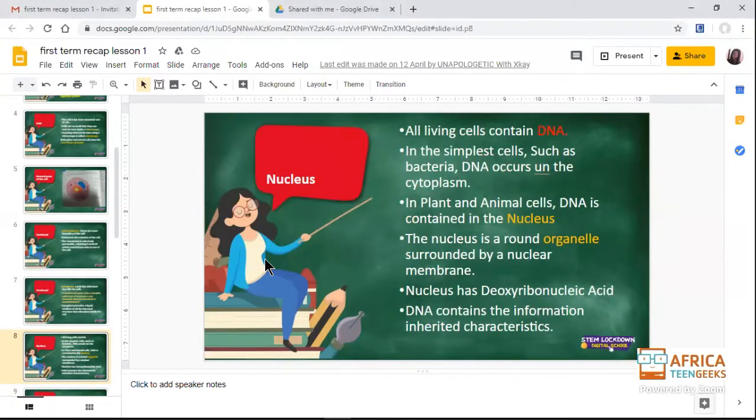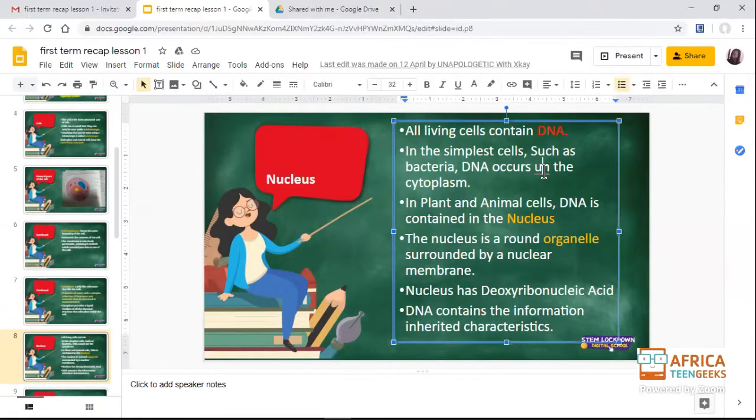And you know that all living cells contain DNA? Ticks gave us that, that the nucleus has the nucleolus and contains DNA. So all living cells contain DNA. And in the simplest cells, such as bacteria, DNA occurs in the cytoplasm. Oh, that is a typing error. I meant to say in the cytoplasm.